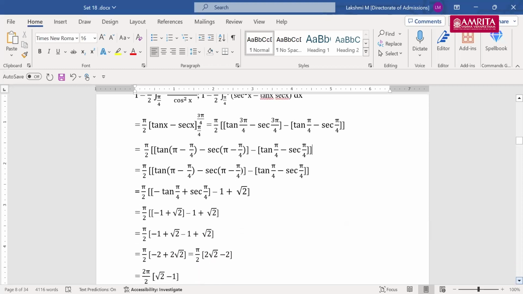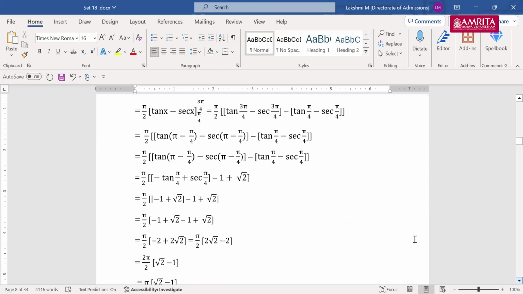Just substitute for the values. It's minus 1 for tan, and for sec pi by 4, it's root 2. So just substitute the values, add them, and you'll get the answer.